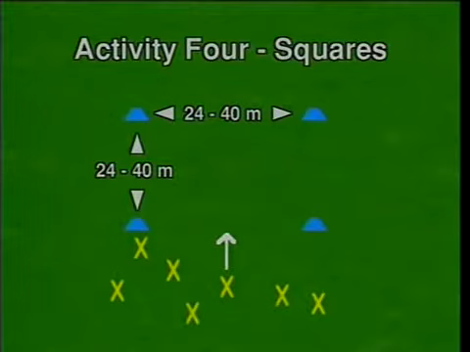Set out the cones as shown. Distances between the cones will depend on the ability of the players. The players attack into the square. The ball must be taken from one corner to the other. To extend, decrease the size of the square, or introduce a limited number of defenders.